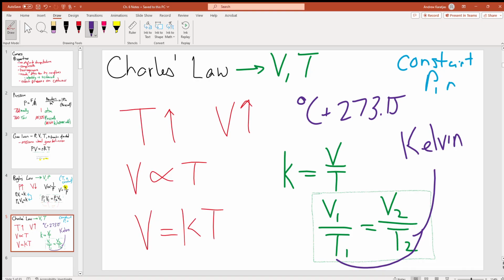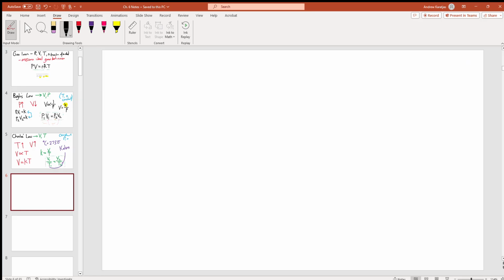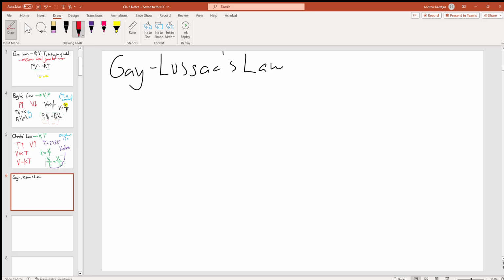All right, so Boyle's law looked at constant temperature. Charles' law, constant pressure. That means we're going to have a third one that looks at constant volume. And that's known as Gay-Lussac's law. So for Gay-Lussac's law, we're going to consider pressure and temperature and constant number of moles and constant volume.